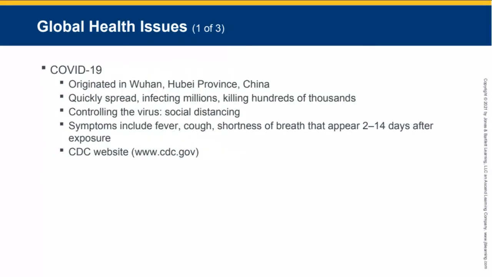We all know about it. What happens is that it originated in Wuhan, China. It actually spread very rapidly, infecting millions. Even though this slide is saying killing hundreds of thousands, the last count was over 6 million persons worldwide have died from this virus. Controlling the virus means that you have to social distance. Symptoms include fever, cough, shortness of breath that appears 2 to 14 days after exposure.